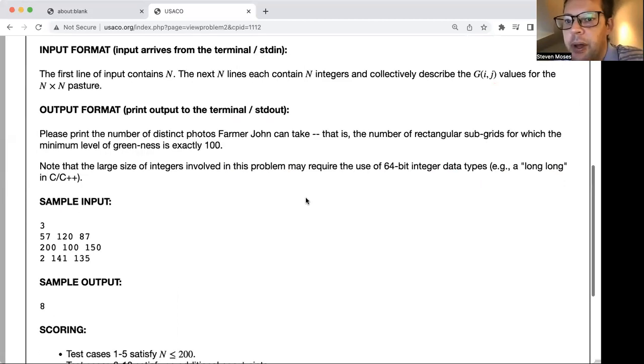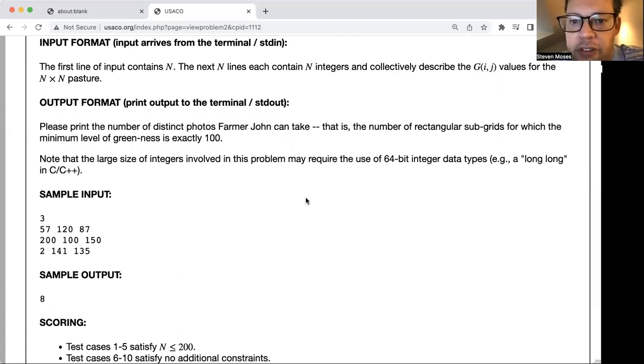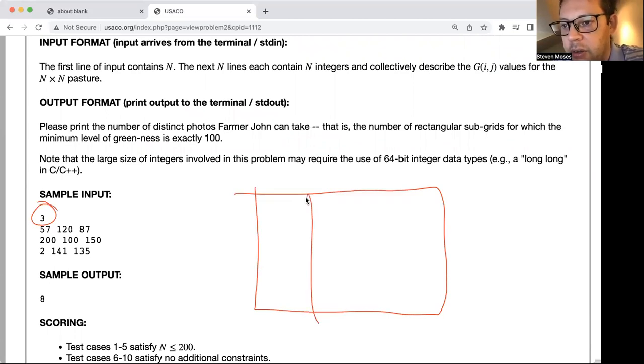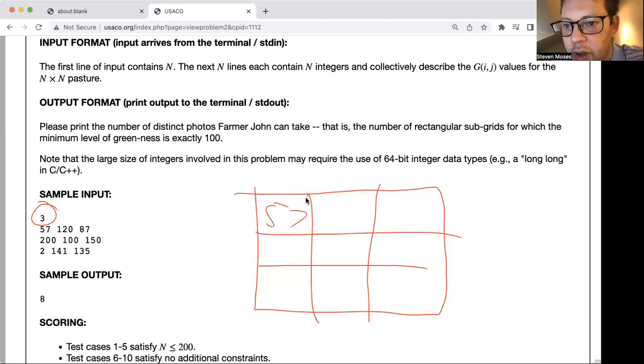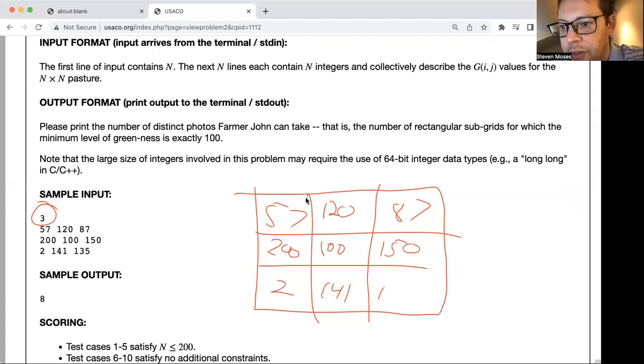Okay, sample input. First is N equals 3. That tells us that this is going to be a 3 by 3 grid. These are all the values: 1, 2, 1, 2, 57, 120, 87, 200, 100, 150, 2, 141, 135. Okay, and it says there are 8 subgrids. Let's see if we can find them real quick. So I'm going to switch colors here.